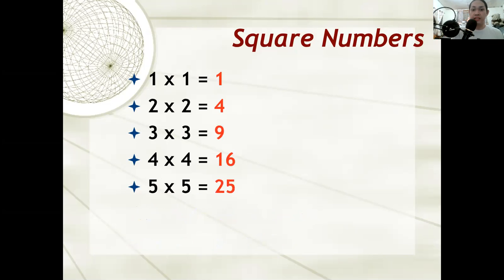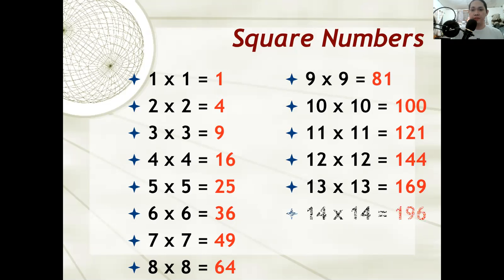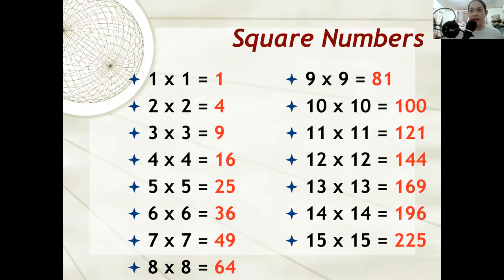As you can see, this is how we illustrated the perfect square numbers from 1 to 15, based on the activity that I asked you to do a while ago. We have 1, 4, 9, 16, 25, 36, 49, 64, 81, 100, 121, 144, 169, 196, and 225. These are the perfect square numbers from 1 to 15.